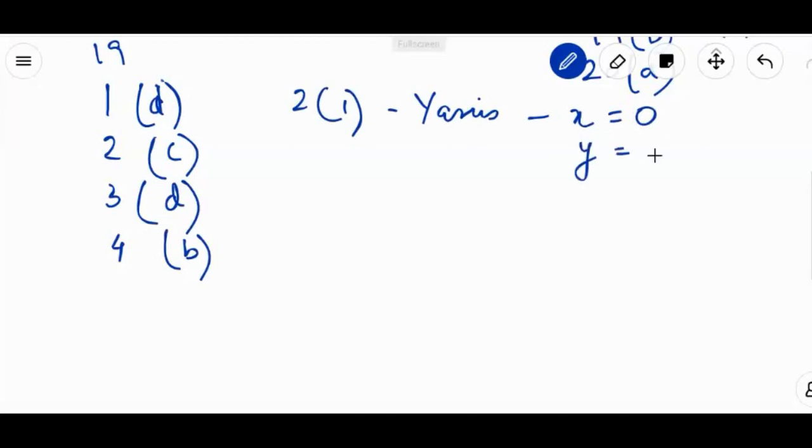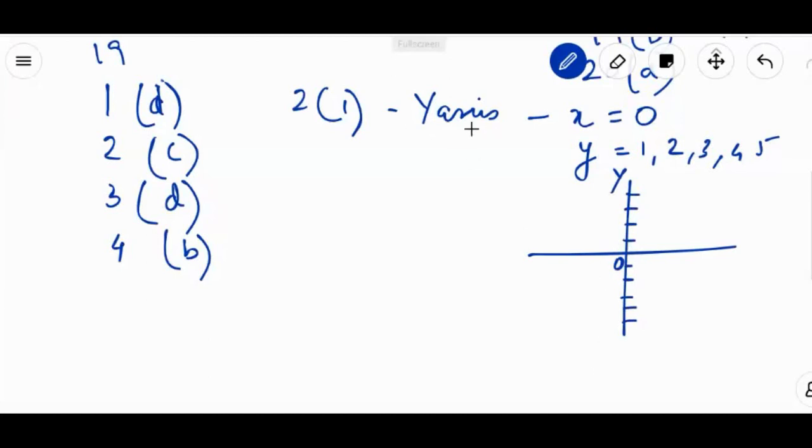y can take any value, say 1, 2, 3, 4, 5. Now if you are plotting this on a graph paper, x is 0 means in the middle. That is your origin. And the y part is 1, 2, 3, 4, 5, y can be -1, -2, whatsoever. Whatever points I plot, they are all going to be on the y-axis. So the y-axis is represented by x equals 0.